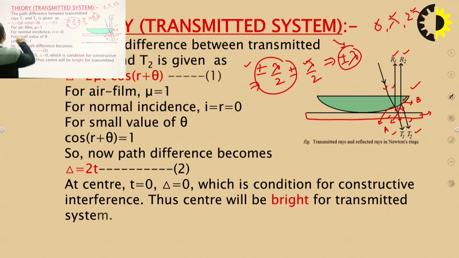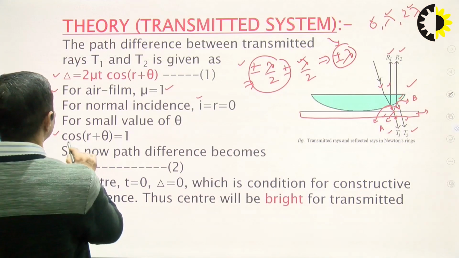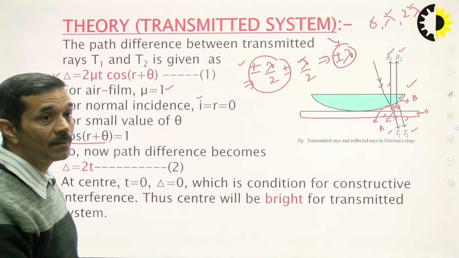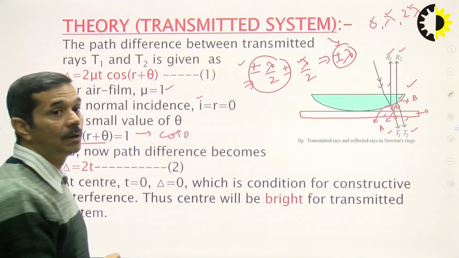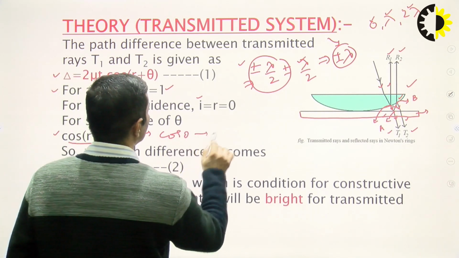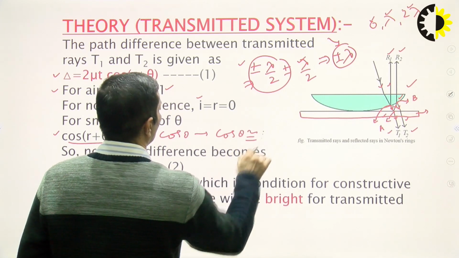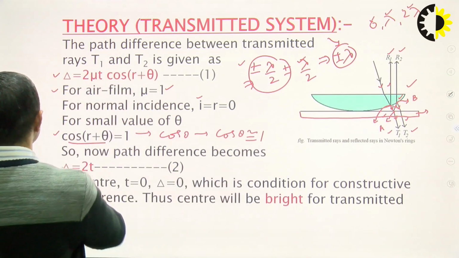Again, the film is formed in air, so we will take mu equal to 1. Then light is incident normally on the system, that means on the plano-convex lens and the glass plate, that means on the thin film. So i and r will be 0 again. Now if we put r equal to 0, then cos theta is cos theta, and if theta is small, then cos theta tends to 1. So the path difference will be only 2t here.